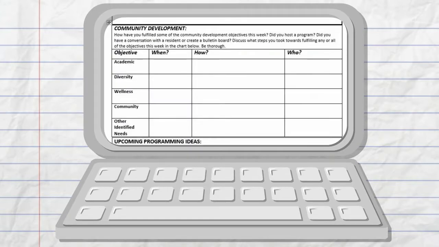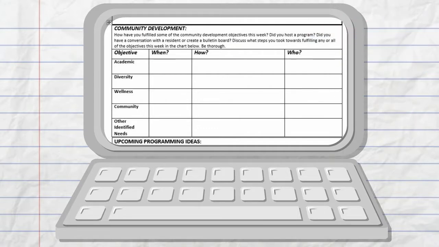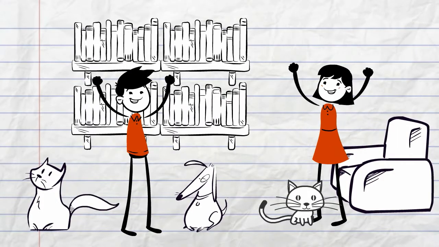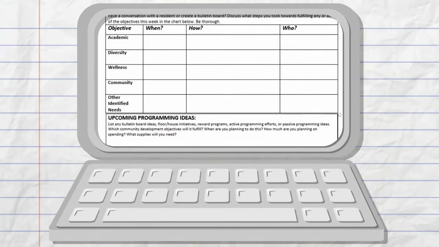After that, you'll find the Community Development area. In this section, you'll discuss how you've been fulfilling the objectives from the CDM. For instance, if you had an academic conversation with a group of your first-year students about registration, you would put the date of the conversation under when, explain the conversation under how, and write down who was there under the who section. If you went to a pet therapy program in the library with people from your houses, you would write that information down in the wellness area of this section. So, this section is for conversations, both formal and informal, and for program tracking.